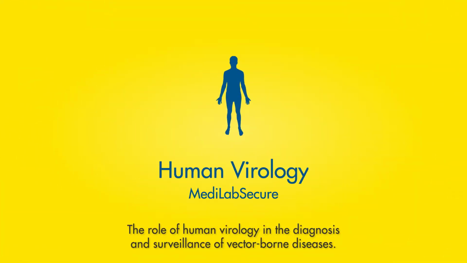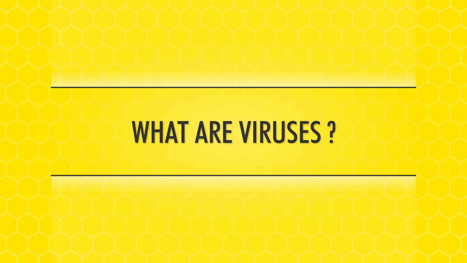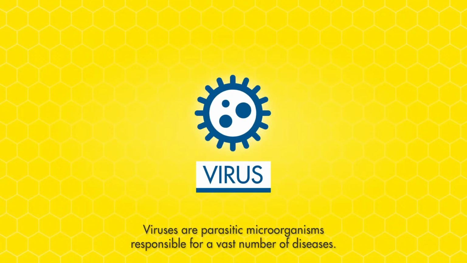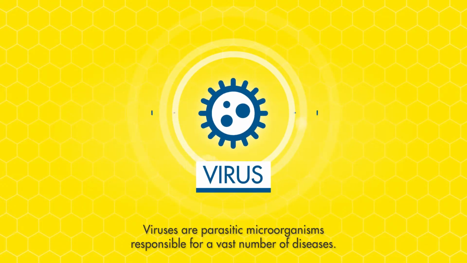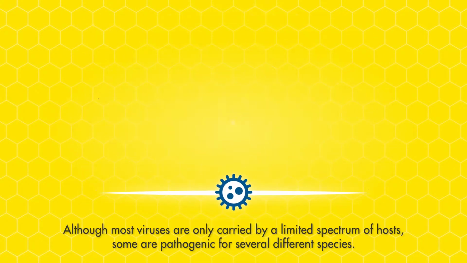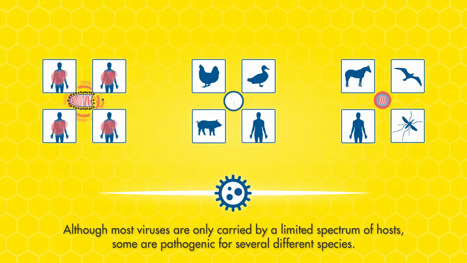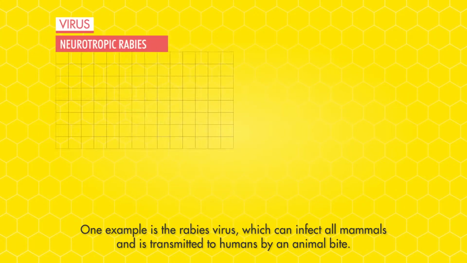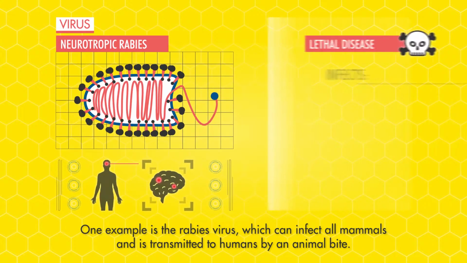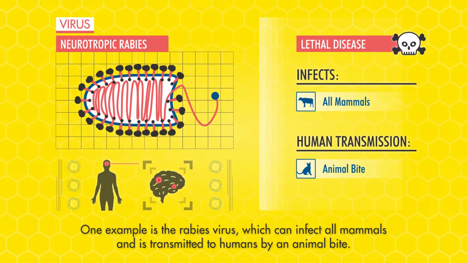The role of human virology in the diagnosis and surveillance of vector-borne diseases. What are viruses? Viruses are parasitic microorganisms responsible for a vast number of diseases. Although most viruses are only carried by a limited spectrum of hosts, some are pathogenic for several different species. One example is the rabies virus, which can affect all mammals and is transmitted to humans by an animal bite.